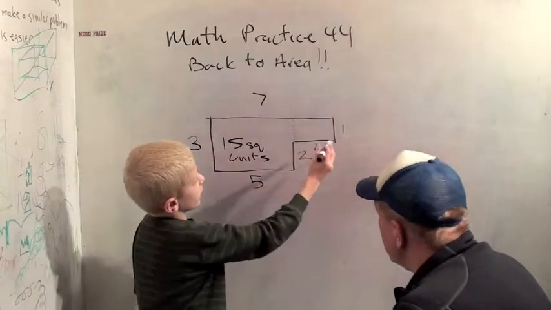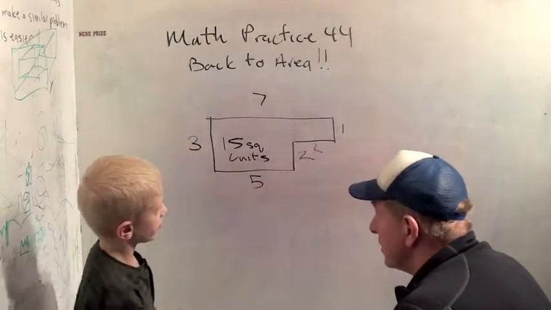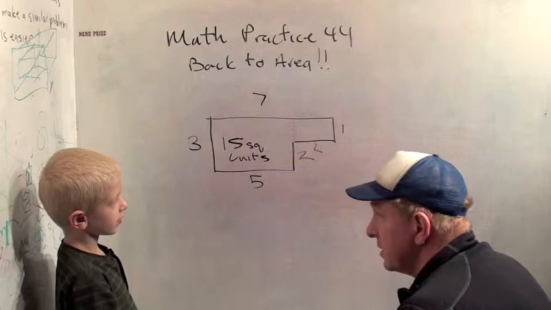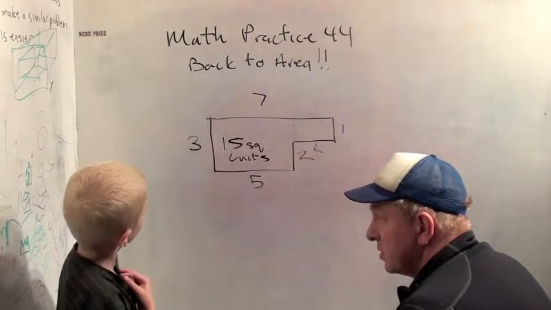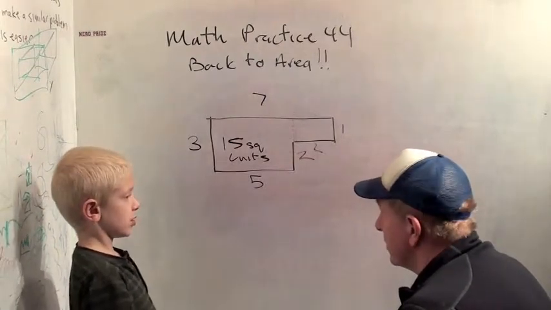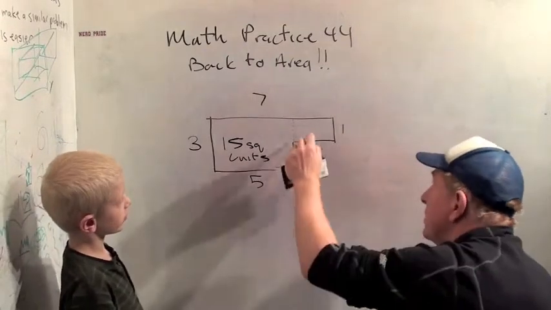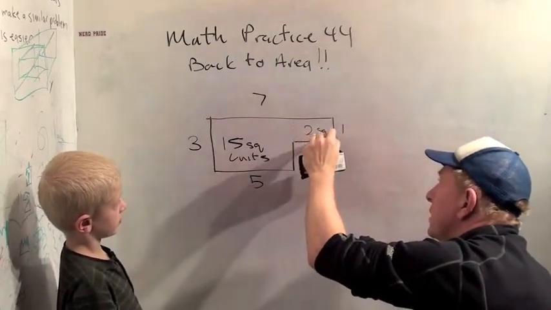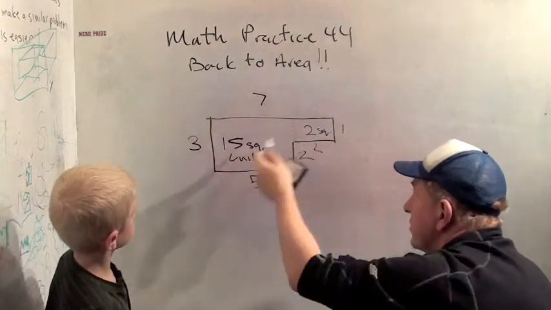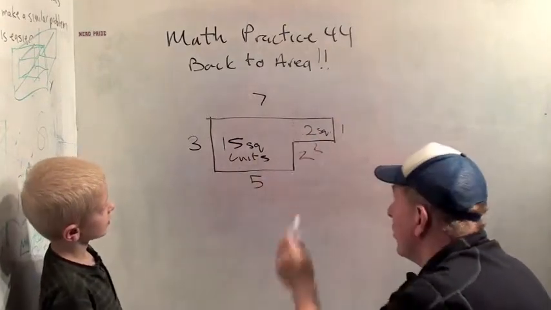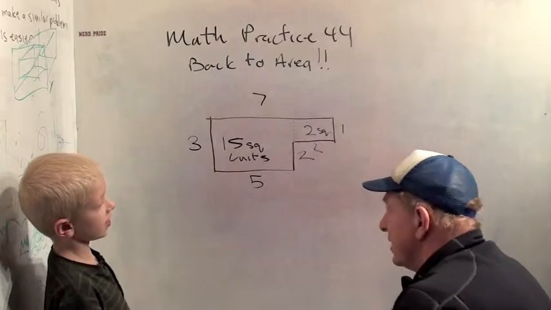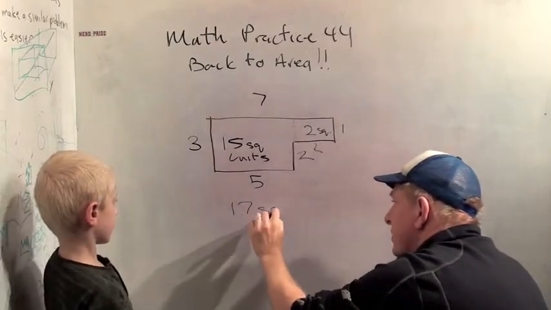Now what about this little tiny rectangle over here? Well, this is 1 and this is 2, so it's 2 by 1. That's 2 times 1, or 1 times 2, which is 2 squares. So this one's 15 squares, that one's 2 squares. What's the total area altogether? 17 square units.